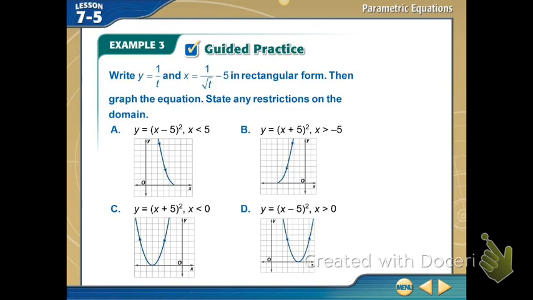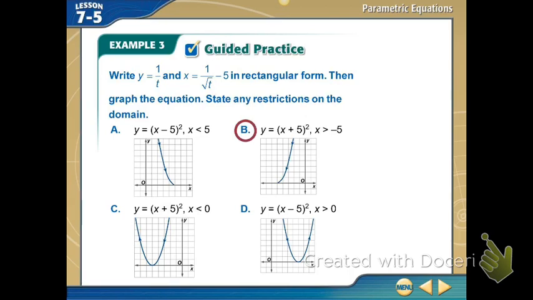You're going to do the same thing. You're going to first take these two equations and eliminate the parameter. And then you're going to look at the restrictions for x and the restrictions for y and make sure you understand the restrictions on the domain. So try that now and then check your answer.